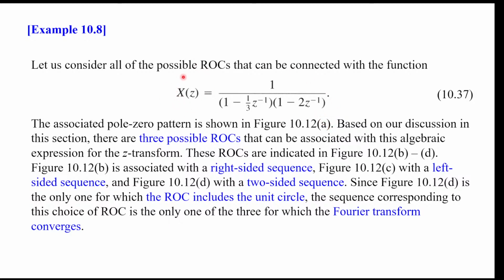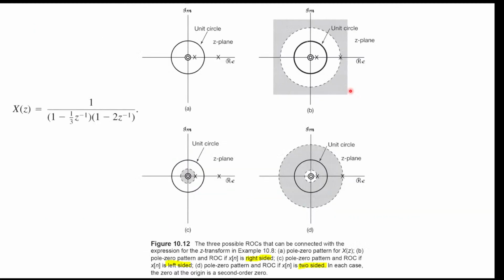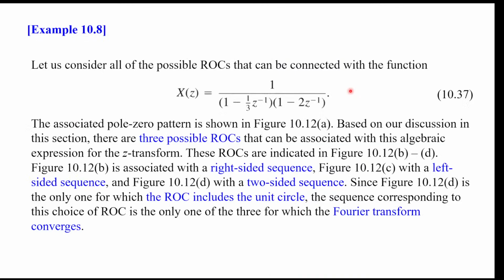This z transform, big X of z equals 1 over (1 minus 1/3 z to the minus 1) times (1 minus 2 z to the minus 1). We can determine the ROC by just looking at the pole-zero plot. If we multiply it out, it's a bit more tricky.